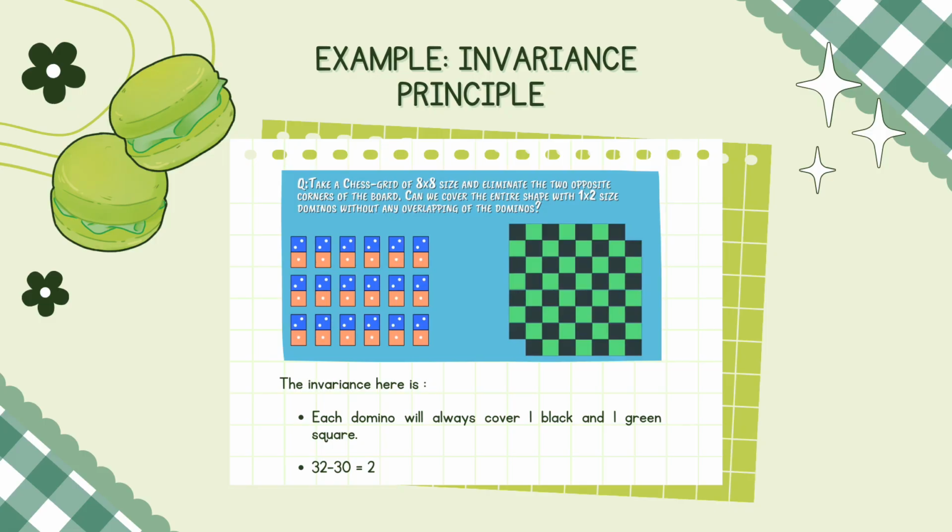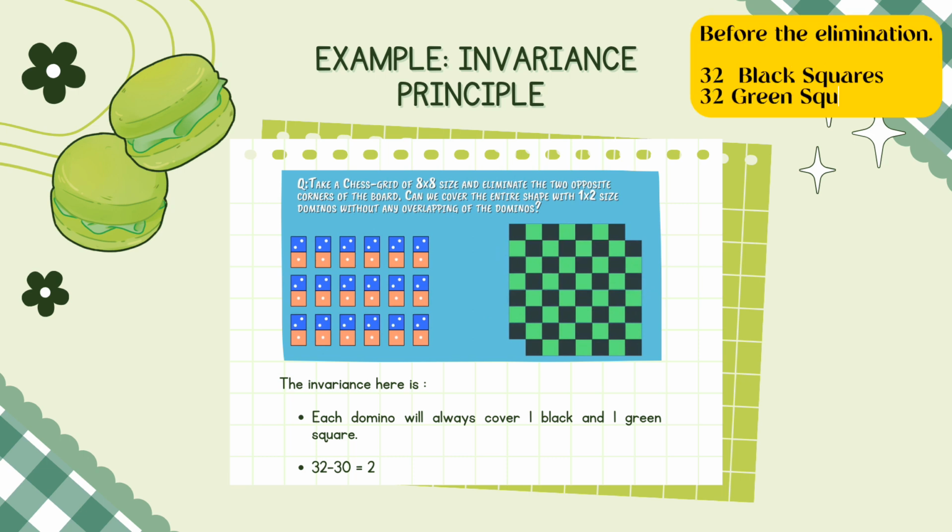Thank you. Hi there, I'm Kay, and let us talk about one of the examples of the invariance principle. Imagine an 8x8 chessboard. It has 64 squares, and like a normal chessboard, the colors alternate, black and green. So there are 32 black squares and 32 green squares. Now, let's remove 2 opposite corners of the board.